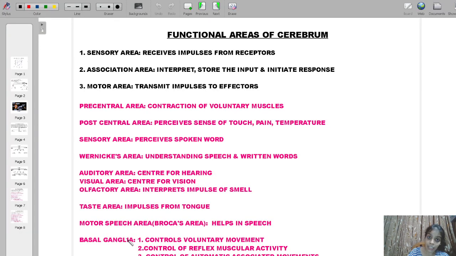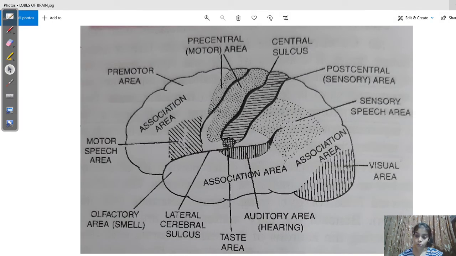Basal ganglia. Now this basal ganglia, where is it found? Ganglia means aggregation of cytons of neurons. So basal ganglia is scattered all over the cerebral hemisphere. Here and there, they are scattered.